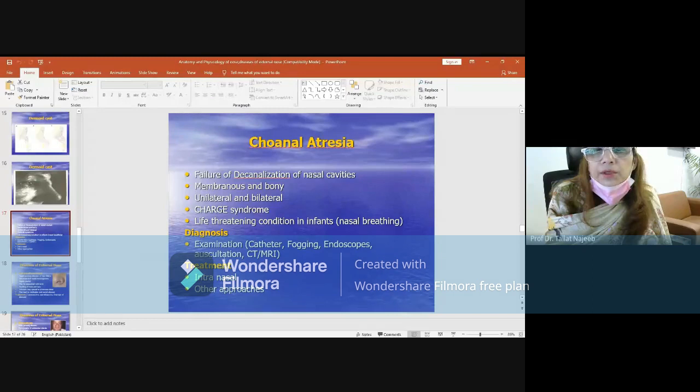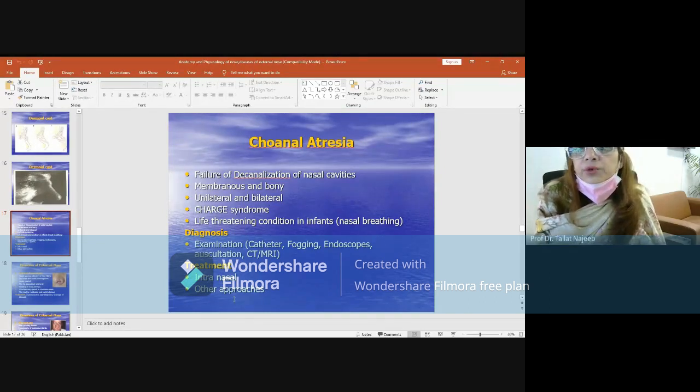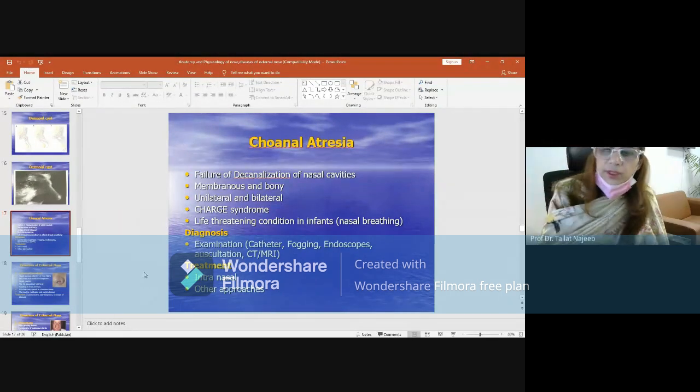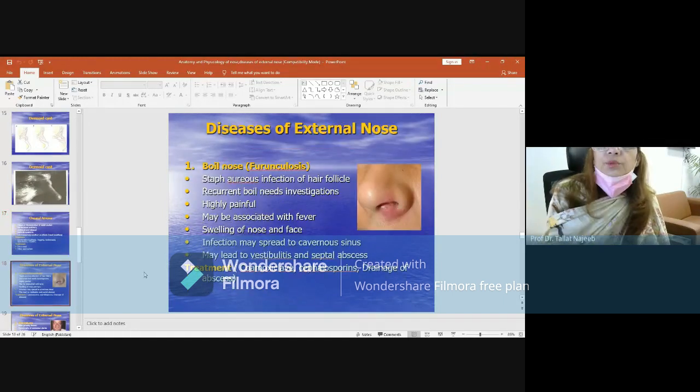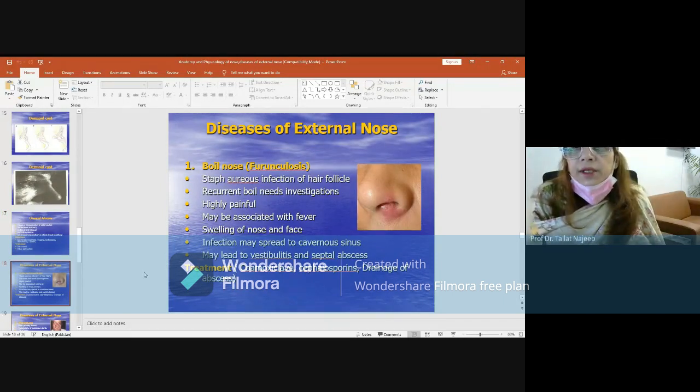So treatment is the removal of this obstruction. How? You can do it intranasally, or other approaches, transpalatal approach or endoscopic approach can be used. Intranasally, we can do it with the help of an endoscope, that is called FESS, or endoscopic sinus surgery, or endoscopic approach.